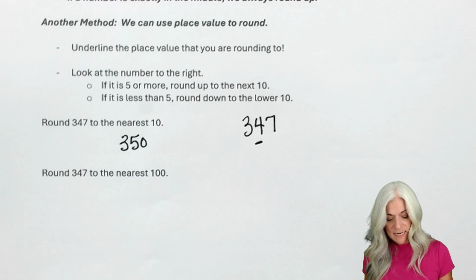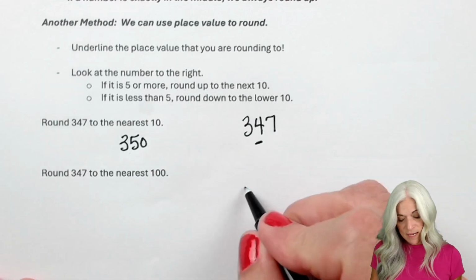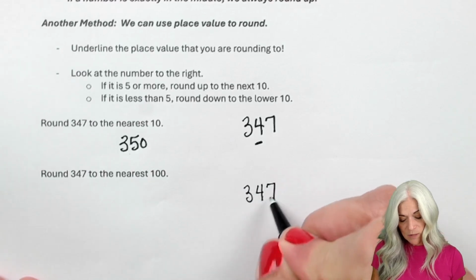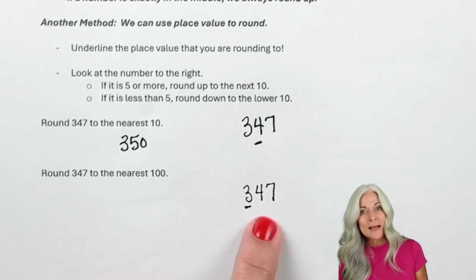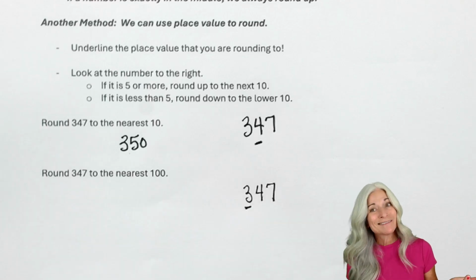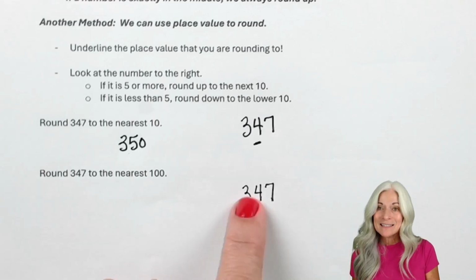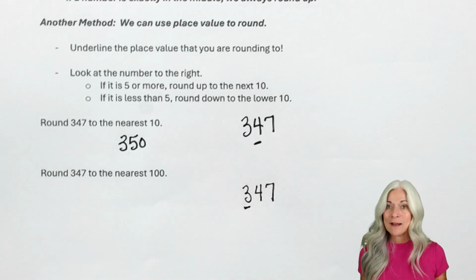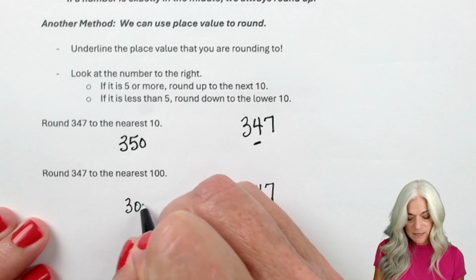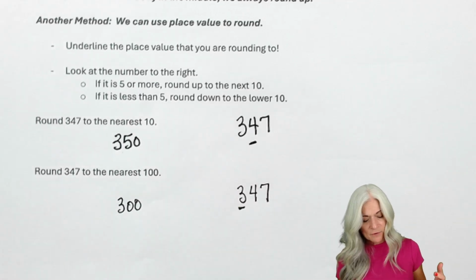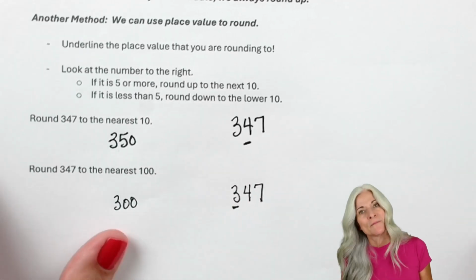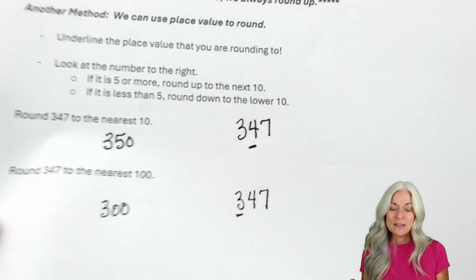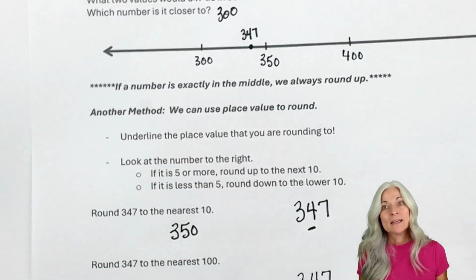Now, if we're rounding to the nearest 100, we'll underline the hundreds place. Look at the number to the right. If it's 5 or more, round up. It's not. It's less than 5. So we would round down to 300. I really, really like using both the number line and place value, because that number line really shows them visually how it's closer to one number.